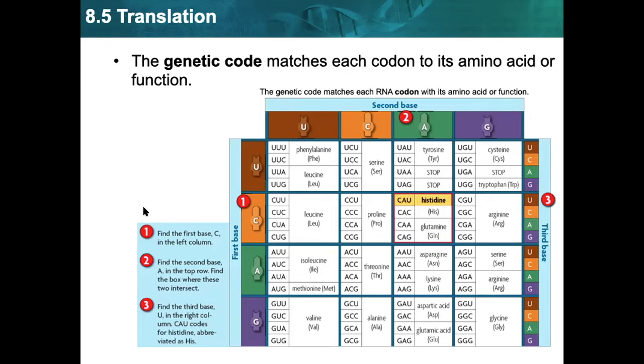So let's say we want to find GAC. How do we do that? Well, G is the first letter. So we're going to go over here to look for that. So G, what's next? A, second letter up here. So we know that we need to go this row, this column, and then C was the last one. We go to this row right here. So GAC, aspartic acid, is what GAC codes for. So that's how you use this chart.